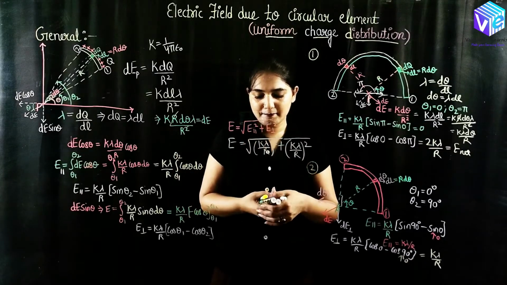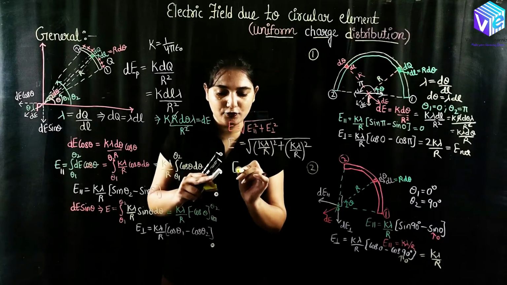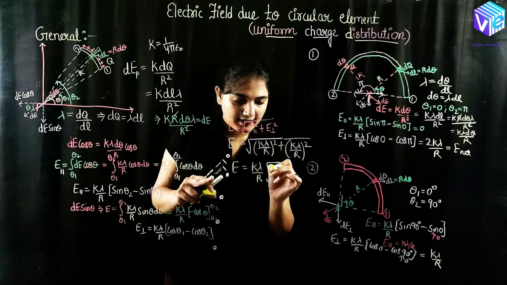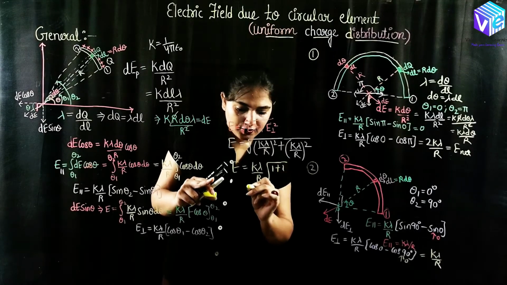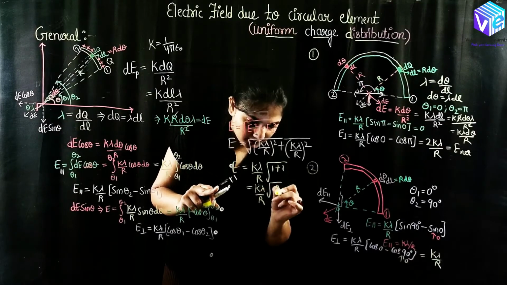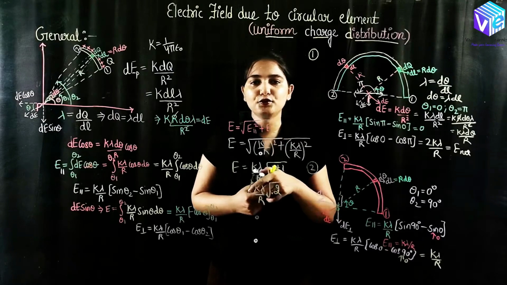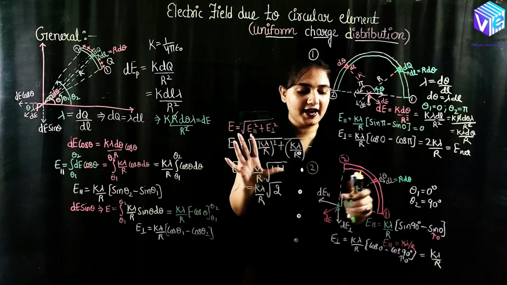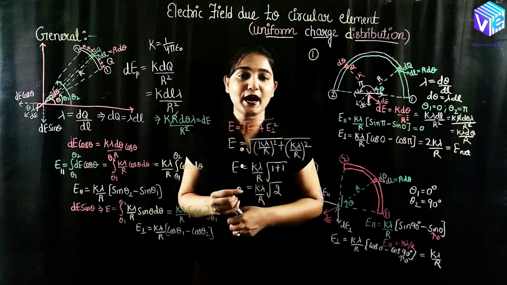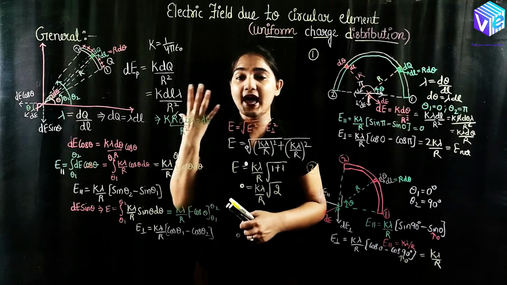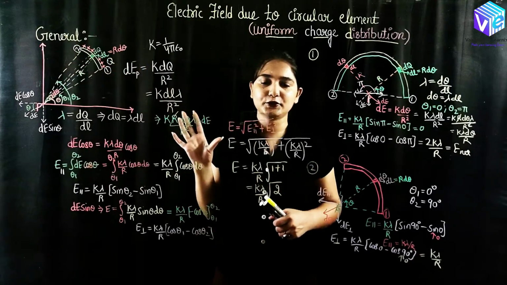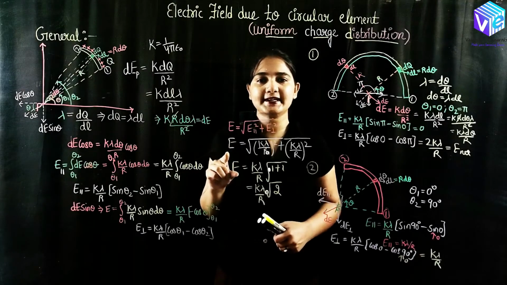Okay, so from the simple calculations now you can find out E. E will be equal to, I can take k lambda upon r outside and here I will be having under root 1 plus 1. So I can write it down as k lambda upon r times under root 2. Okay, so this is how I can find out the resultant electric field in these two special cases. So I hope now if you are given with the element which is circular element of any length, with any theta 1 and theta 2, you will be able to find out the resultant electric field.